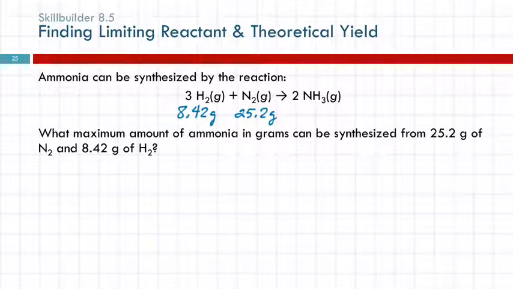It doesn't say anything in the question about limiting reactant or theoretical yield or anything. It's just saying how much can we make. We can tell this is a limiting reactant problem because we've got two masses for the reactants. We're wanting to know the amount of ammonia in grams, so question mark grams. Two amounts, two calculations. Grams to moles to moles to grams.